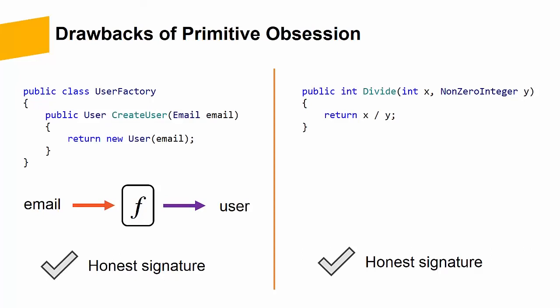So here, instead of specifying that the method accepts a string, we are explicitly saying that this method accepts an email, not a string. And that makes this method honest, because the potential reader of this method knows that this method doesn't accept any string, only a string that represents a valid email. And that's basically the same thing we did with the divide method when we made it honest. We replaced the integer with a non-zero integer type.